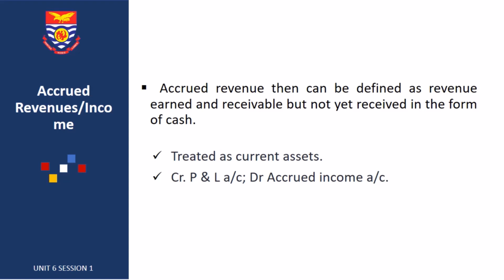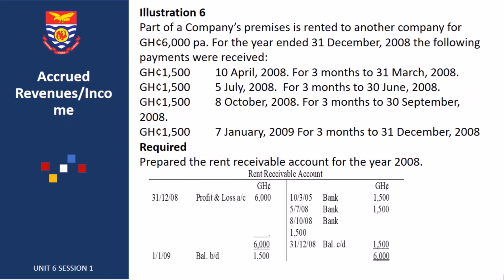And the accounting entries are credit profit or loss account with the amount of the accrued revenue and debit the accrued revenue account. Let's now look at an illustration for the accrued revenues. Part of a company premises is rented to another company for 6,000 Ghana cedis per annum. For the year ended 31st December 2008, the following payments were received.